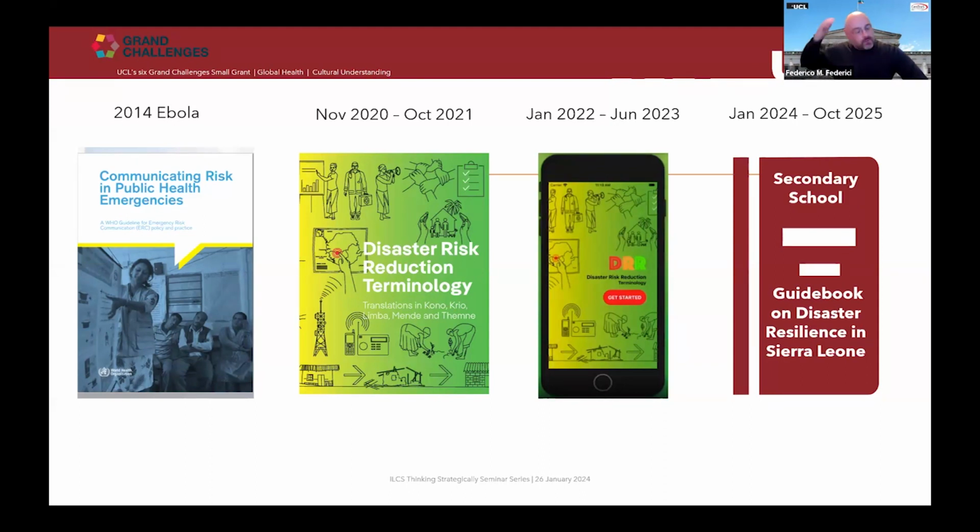This is a document produced by the United Nations Office for Disaster Risk Reduction. It's been translated in 7 languages, but you have the automatic copyright to translate it in any language of the world from the United Nations. Once we secured the fact that it could be translated, we started translating it.